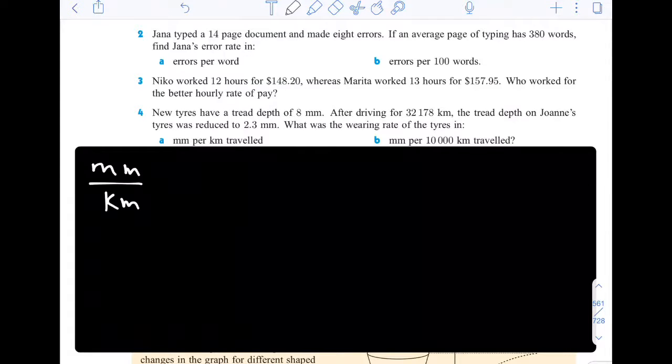So we know that this person's tires started at 8 and we were left with 2.3. So how much has been reduced? When I subtract those together, we get 5.7. We used 5.7 millimeters of wear on her car. Next it says she drove 32,178 kilometers. So that's our rate that we're dealing with. When I divide these together, that's going to give me the rate in millimeters of wear per kilometer. It's going to be a small number.